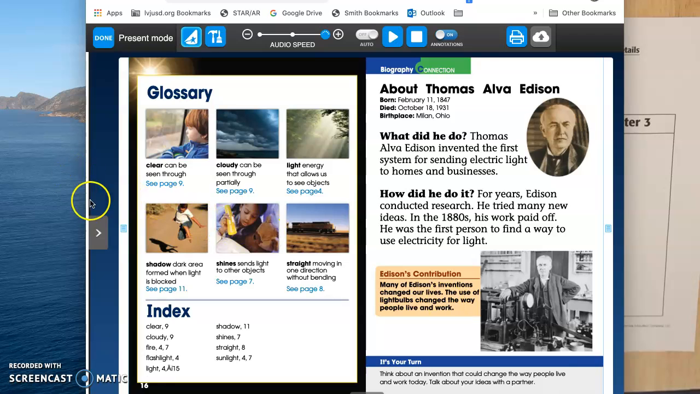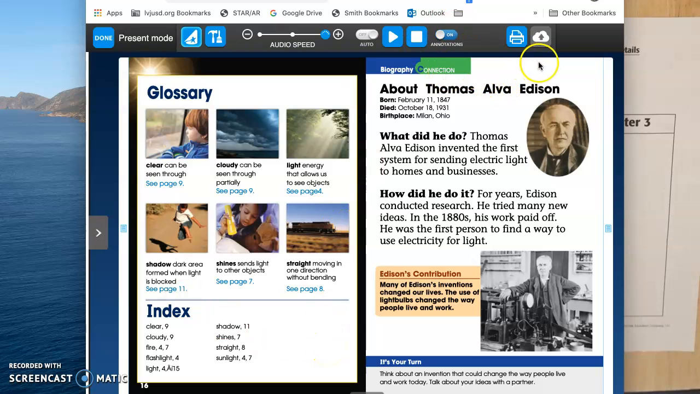Right, here's our glossary with some words. Clear: can be seen through. Cloudy: can be seen through partially. Light: energy that allows us to see objects. A shadow is a dark area formed when light is blocked. Shines: sends light to other objects. Straight: moving in one direction without bending. And it tells you the page numbers that those words were used on if you want to go back.